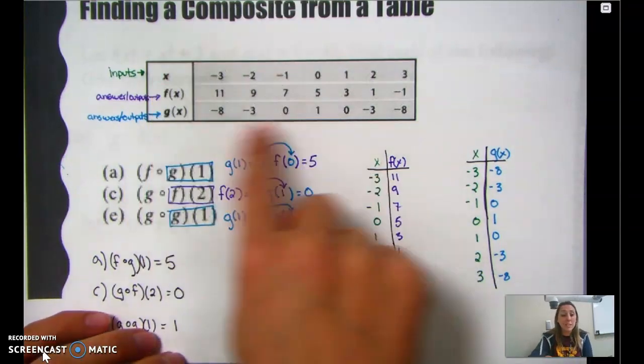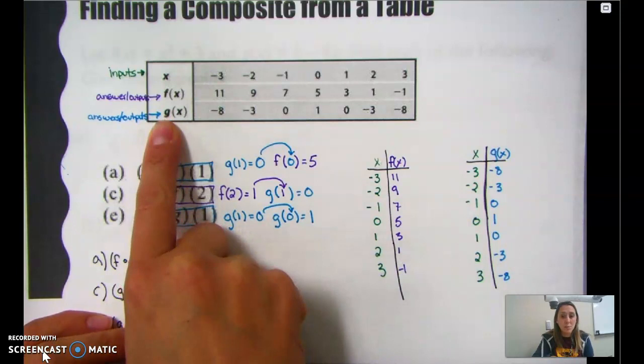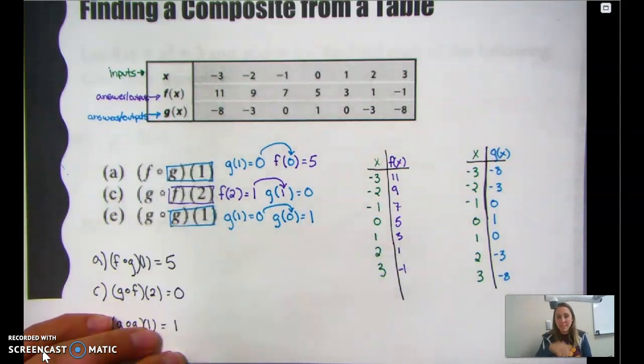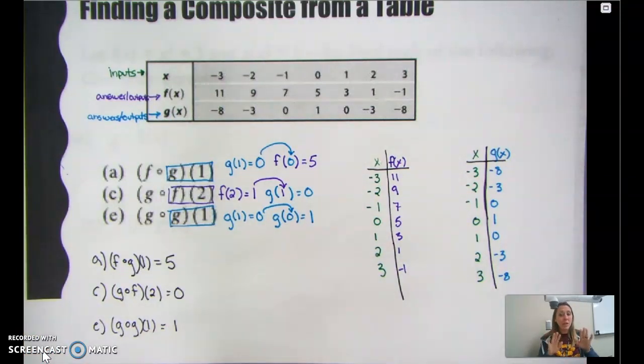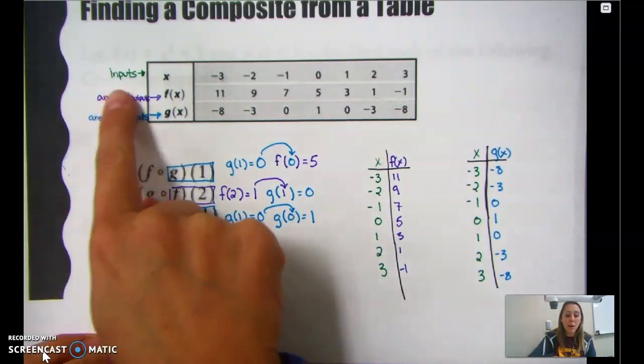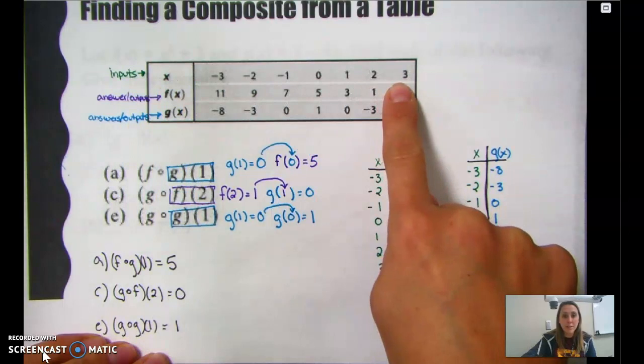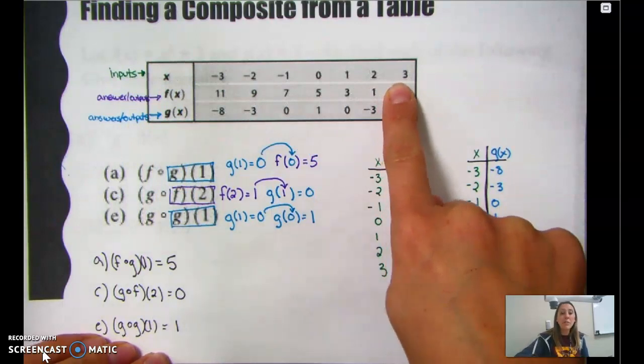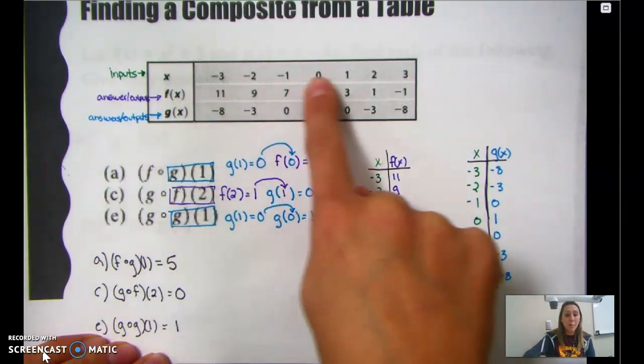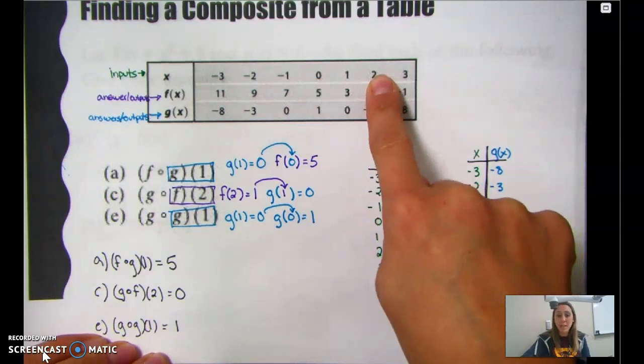So I only have one table, but I have 2 functions represented. Just like that graph we did last week where we had one graph with 2 different functions on it. We just named them differently. So again, all of my inputs are going to be my x values. They're right up here. So whenever I'm looking for an input, I'm going to be looking up here, no matter what function I'm talking about.